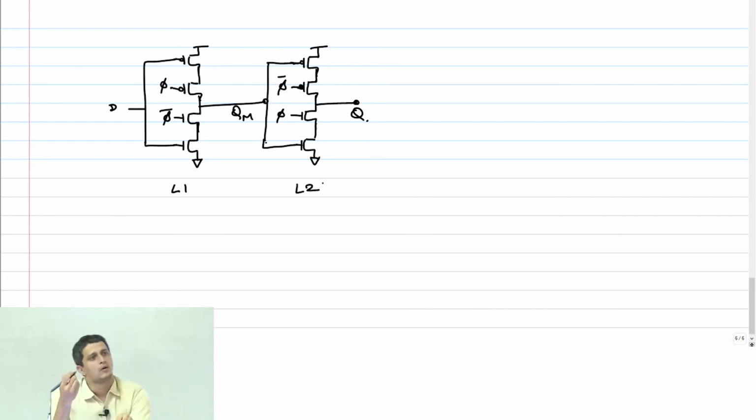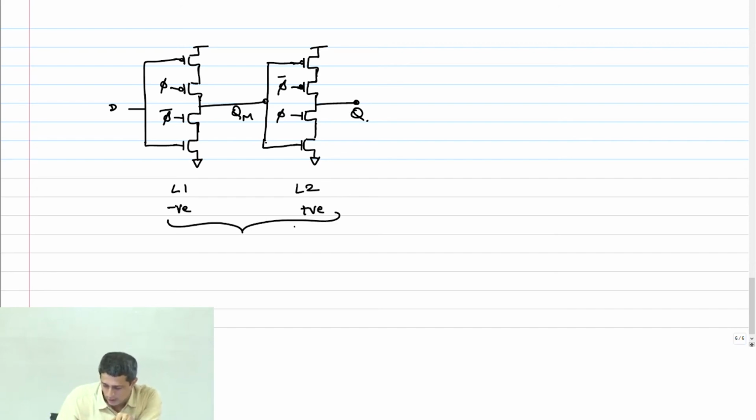What kind of a flop is it? Positive edge triggered or negative edge triggered? Because when clock equals 0, the data will go through, and therefore this is a negative latch, this is a positive latch. Together you get a positive edge flop, and it's a dynamic flop.